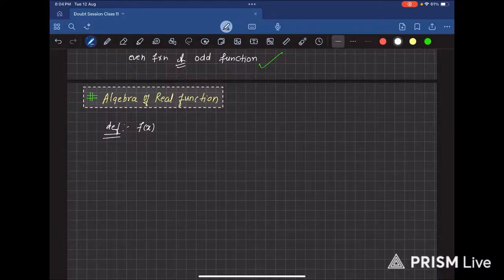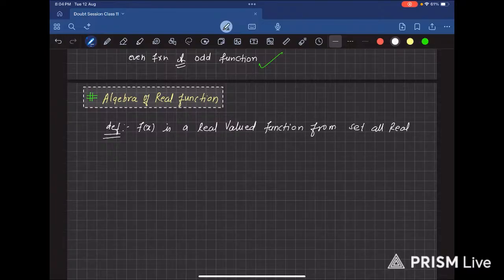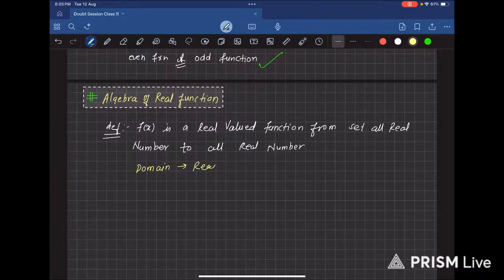If f of x is a real valued function from the set of all real numbers to all real numbers, it means the domain of this function is also real numbers, and the range is also real numbers. Then this type of function is called a real function.